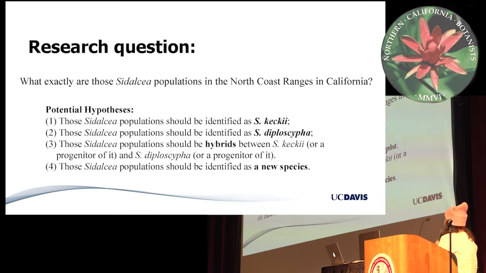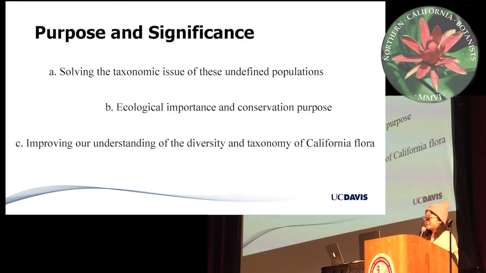So here comes our research question. What exactly are those Sidalcea populations in the North Coast Ranges? Are those populations supposed to be Sidalcea or Sidalcea diplocypha? Or maybe they are hybrids between these two species, or hybrids between one of the progenitors of these two species, because they have some intermediate morphological characters. Or maybe they belong to a new species that we didn't know about in the past. So that's the reason why we started our research.